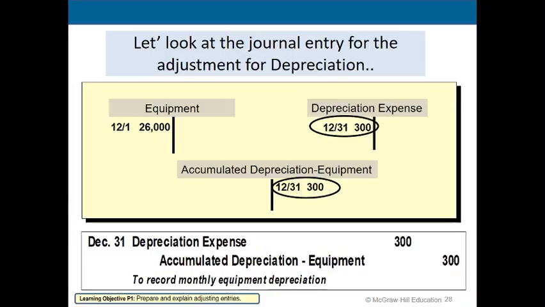And note, we have our date, we have our accounts, we have our amounts, and we have an explanation as proper form for making our adjusting entry or any type of journal entry.